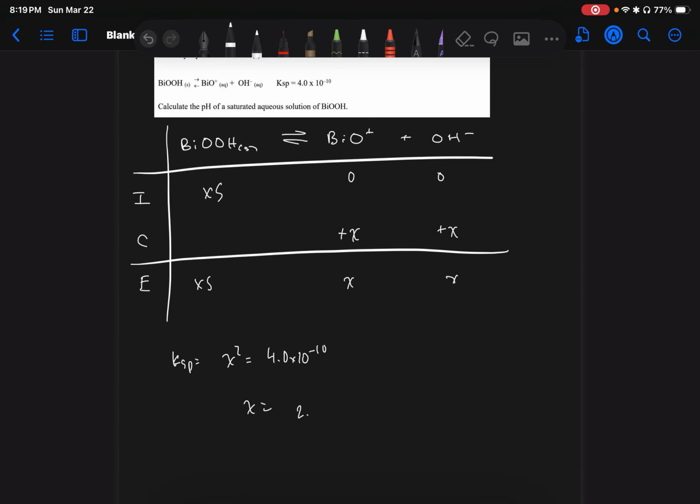Okay, so this is 2.0 times 10 to the negative 5 moles. So then this is the hydroxide concentration. pOH is equal to negative log of that, 4.699. So pH is going to be equal to 14 minus this, 9.30. That's our answer.